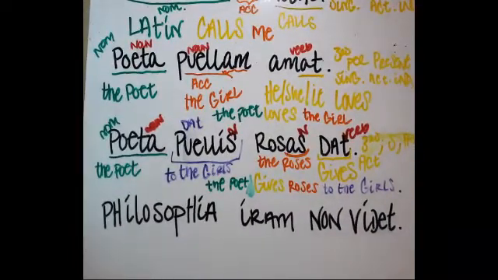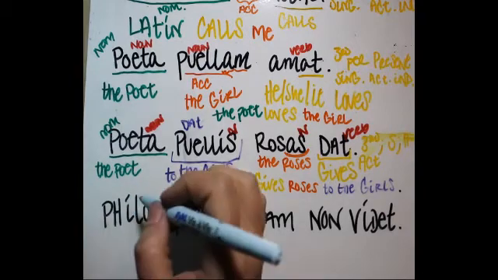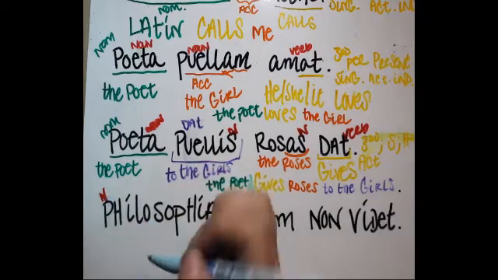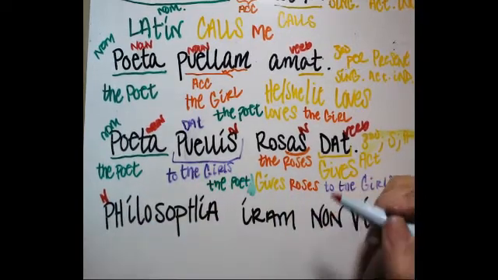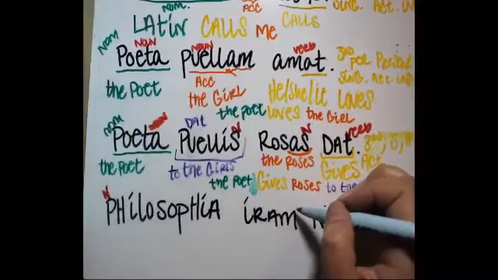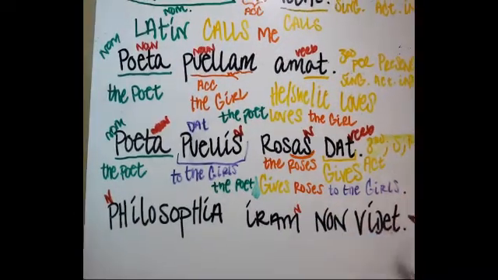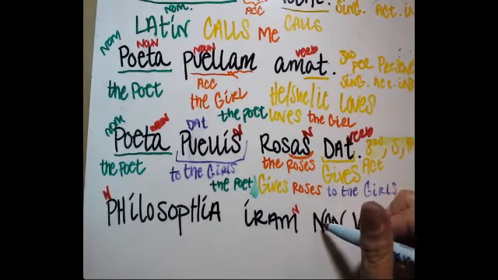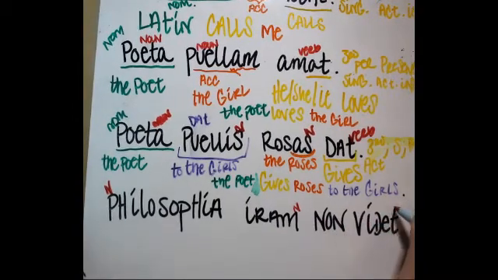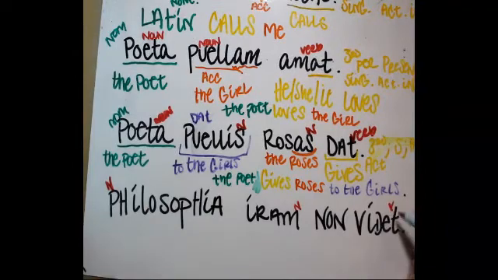Next, philosophia, iram, non, vedette. Take a moment, pause, and try this one on your own. Then try it with me. So what are our parts of speech? Philosophia, this is wisdom, this is a noun, first declension. Iram, this is a noun, again first declension. Non, this is going to be what's called a negation. And vedette, this is a verb from video vedere.